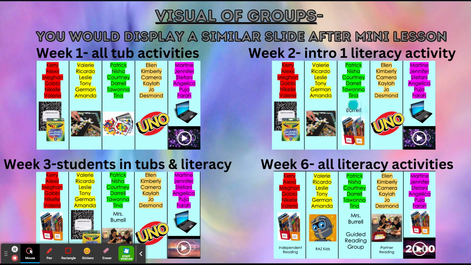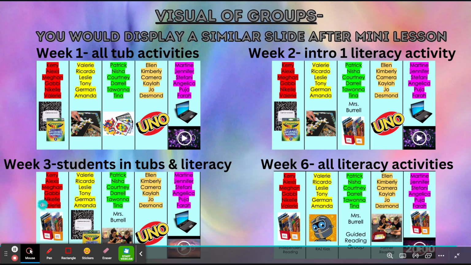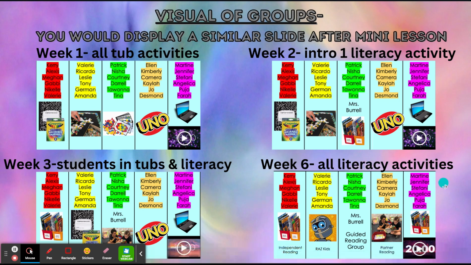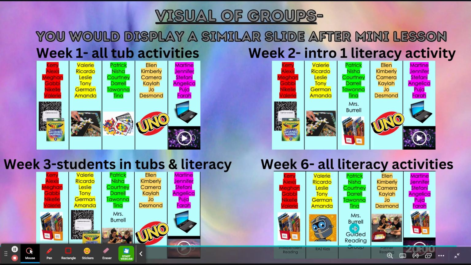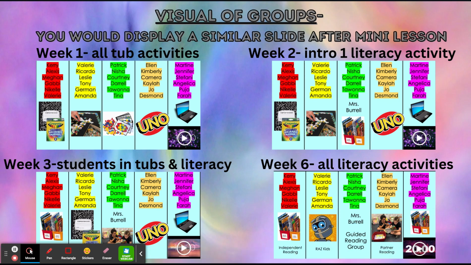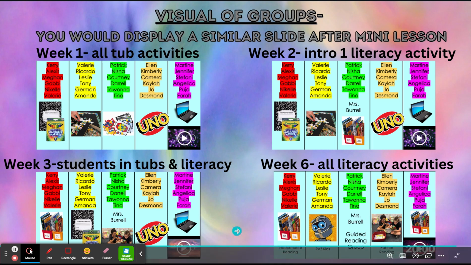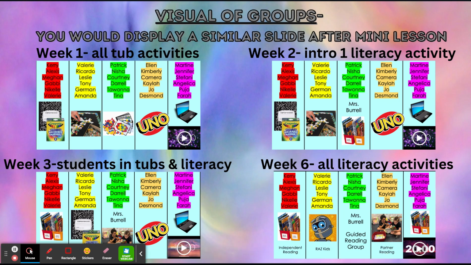So in week 2, now you are introducing one new literacy activity and everybody else is in tubs. Then you'll see on week 3, one group is working on the literacy activity you taught the previous week. You're teaching a new literacy activity and everyone else is in tubs. And then by that week 6, you are teaching a guided reading group. We are now going to call them skilled reading groups using those book sets from the book room. And everybody else is in a literacy-based activity extending upon that skill that you taught in the mini lesson.